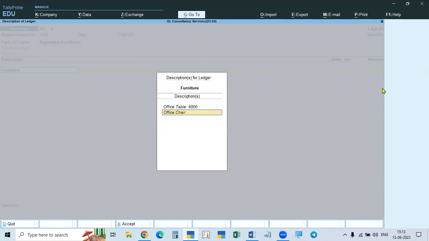Office chair, it is 1,200. You can do a waiting chair. You can give it as 7,000 rupees. Okay, total. And the next item is not there.